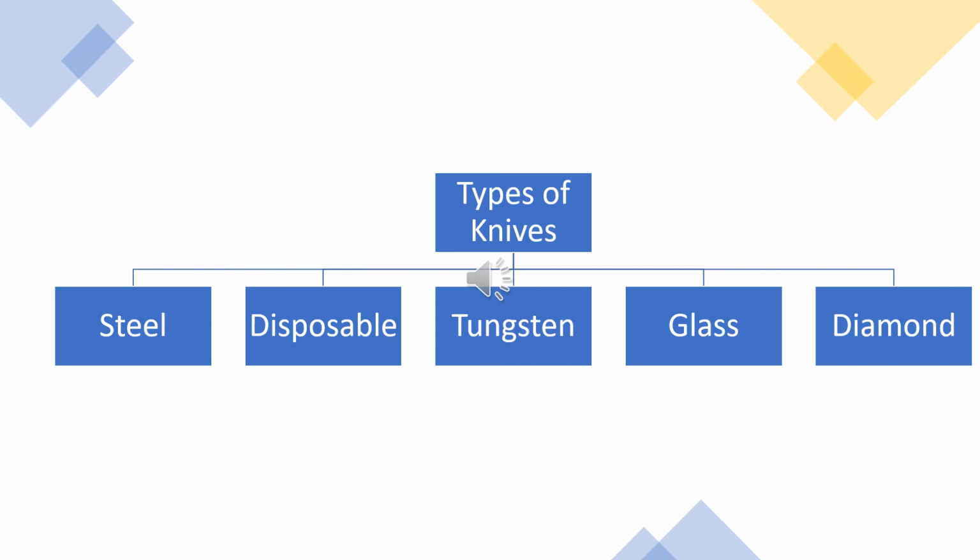Steel knives are manufactured from high quality grade steels and treated by heat to harden the edges. Disposable knives are manufactured from high quality steel, and their wedges can be coated with chromium or platinum for prolonged cutting. Tungsten carbide knife is made of tungsten carbide and is 100 times harder than steel. It is used for cutting sections of bone and other hard materials. Glass knives are hard but brittle, so care should be taken when handling. Diamond knives are manufactured from diamond and provide hardness to the blade.